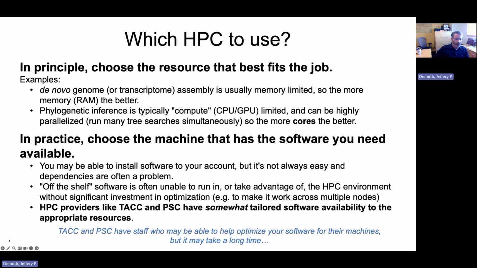So this is what I mean by off-the-shelf software is usually not able to run or take advantage of the HPC environment. So if you can't parallelize your job or you can't run it across multiple nodes, a lot of times the only benefit of not doing it on your local machine is that your local machine isn't getting overworked and you can do other things on your local machine while it runs someplace else.